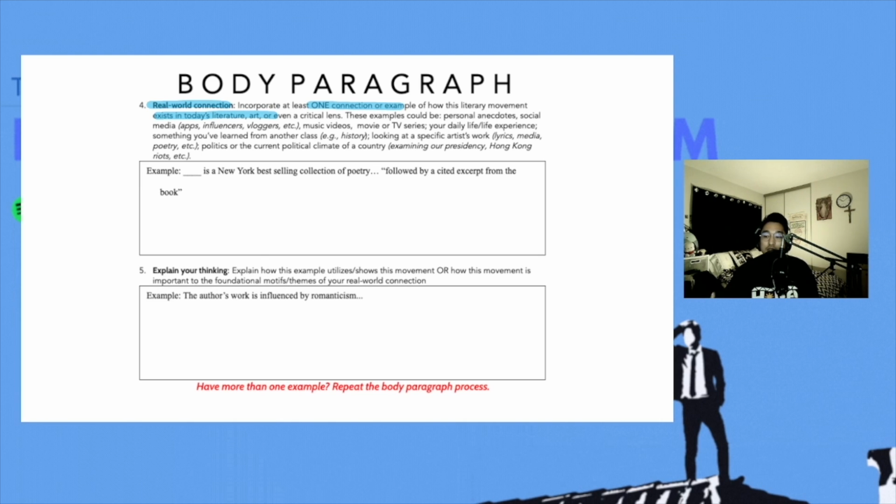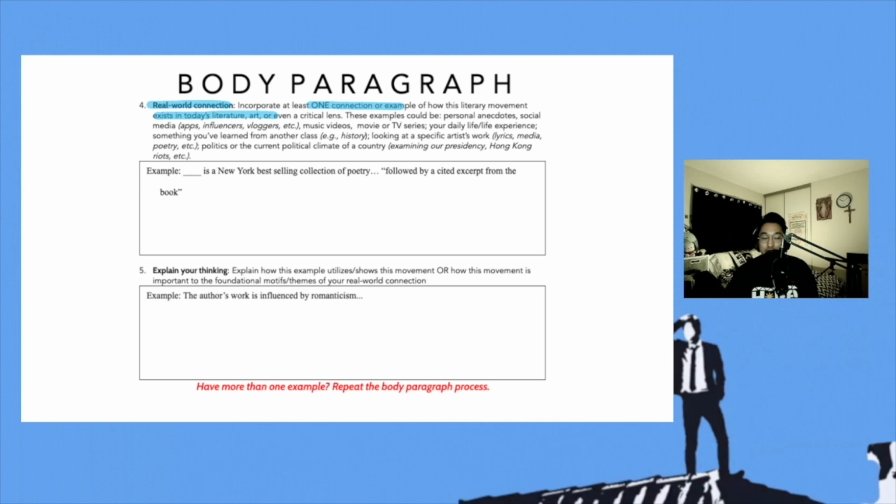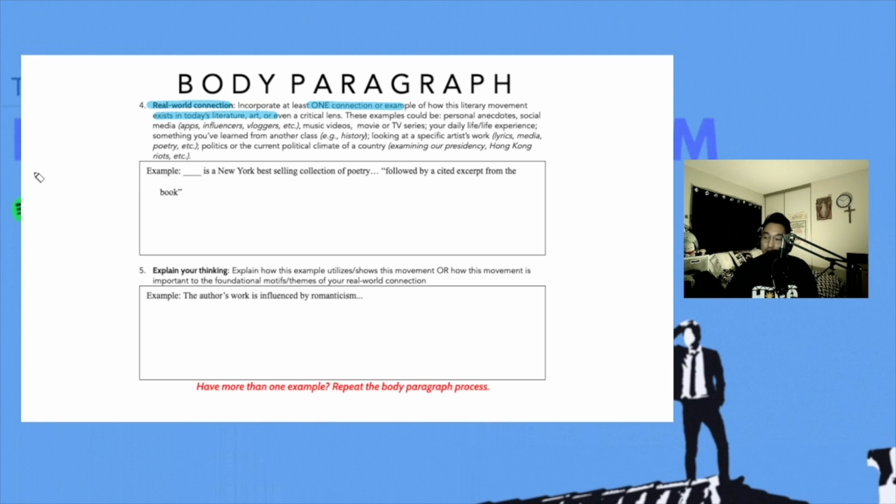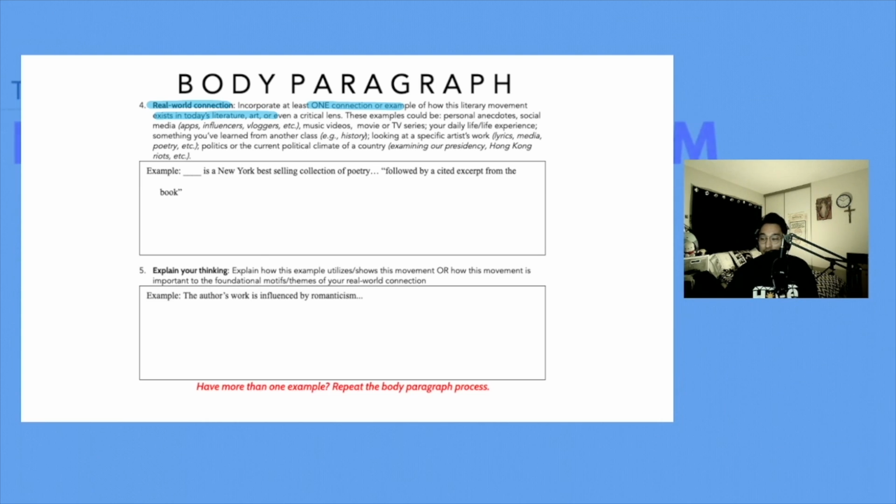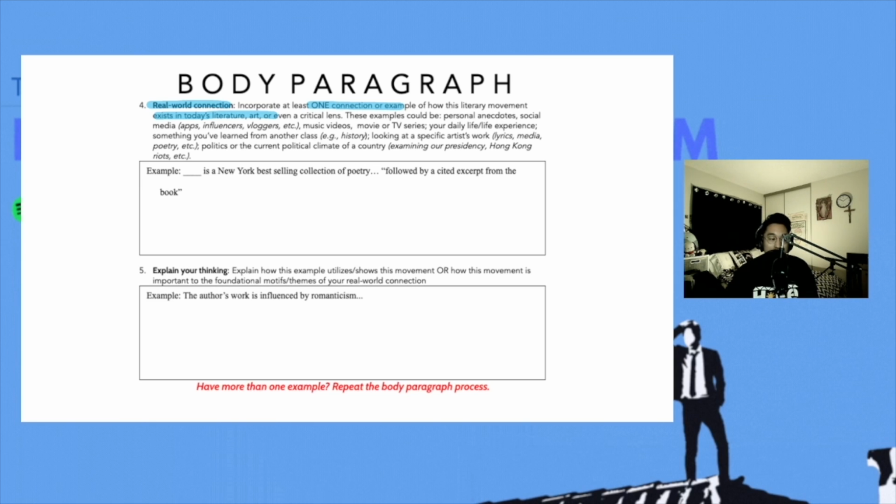More often than not, students do make a lot of connections with this project to what they're learning in US history or APUSH. You could also look at a specific artist's work like lyrics, media, poetry, or you can even think about any current events around politics, the political climate of a country, examining our presidency, or I've had someone who looked at Hong Kong riots before.